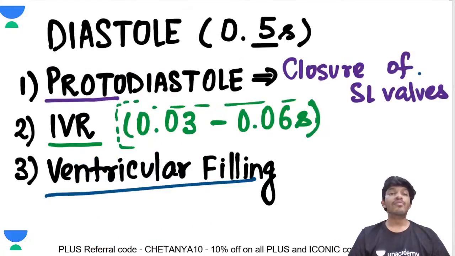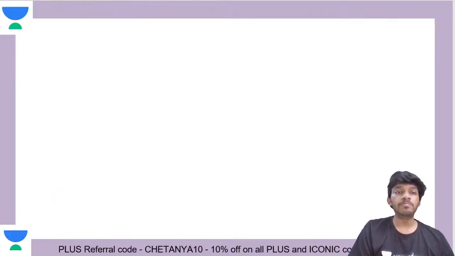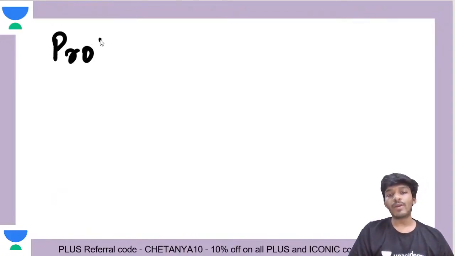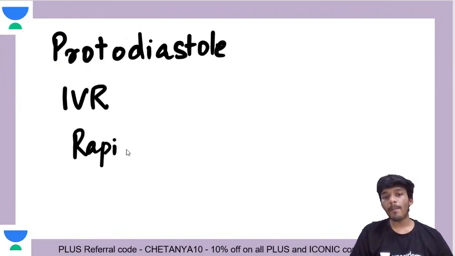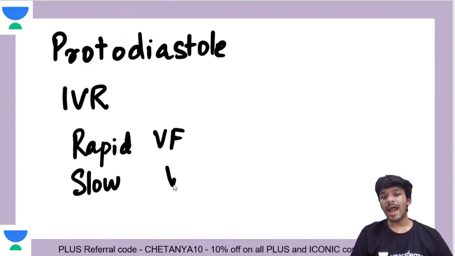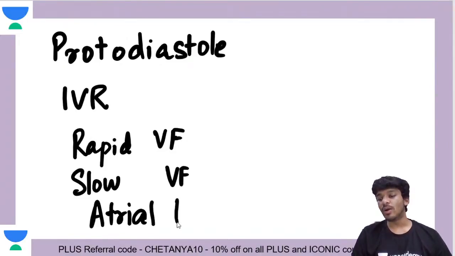So what are the five phases of diastole? I hope you guys can now make out five phases of diastole. First phase is protodiastole. Second phase is isovolumetric relaxation. Third phase is rapid filling. Rapid ventricular filling, then you have slow ventricular filling, and finally you have atrial kick. I'll just tell you what these phases are.